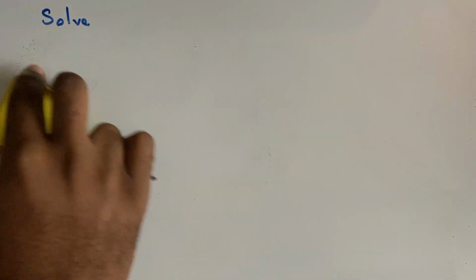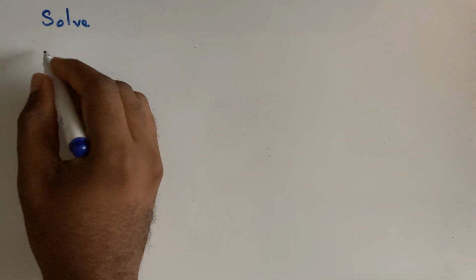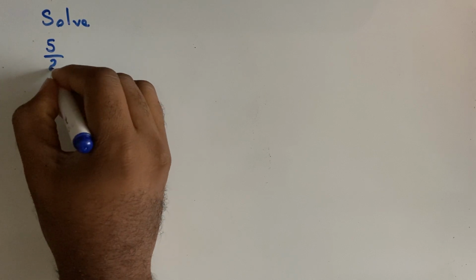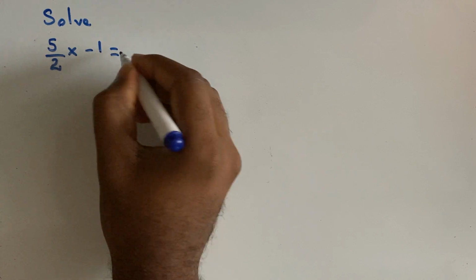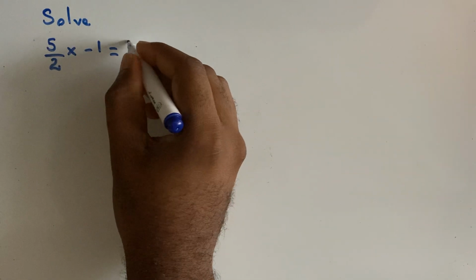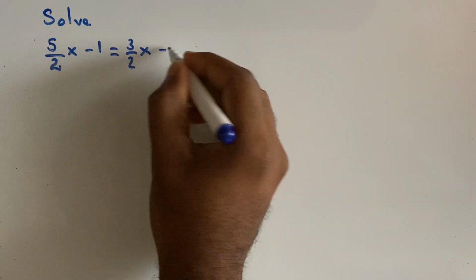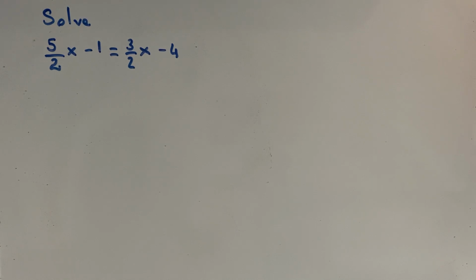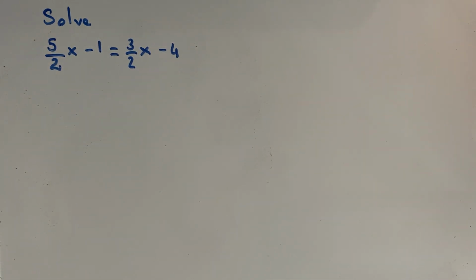If I tell you to solve, and you have 5 over 2 x, so 5 over 2 x, minus 1, equals 3 over 2 x, 3 over 2 x minus 4. All right, so how about this one? Well, we solve them the same way. You see you have fractions here, fractional form. So if you're not too comfortable with fractions, you can refer to another video of mine in which I showed you how to deal with fractions.